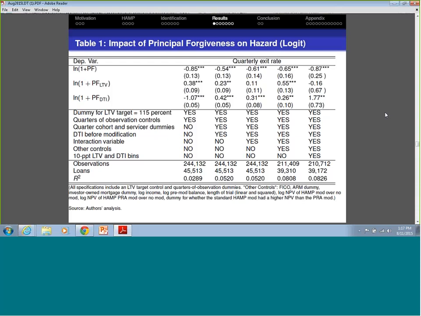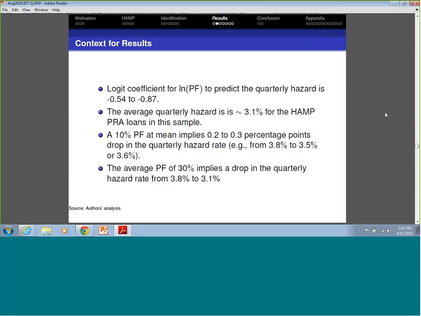The coefficient is pretty stable as we move from less risk. So our loan coefficient varies from -0.54 to -0.87. We again see a hazard rate of 3.1%. This coefficient implies that about a 10% reduction in principal means about 0.2 to 0.3 percentage points drop in the quarterly hazard rate. And the counterfactual, with zero principal forgiveness, we would expect to see a default rate of about 3.8%.